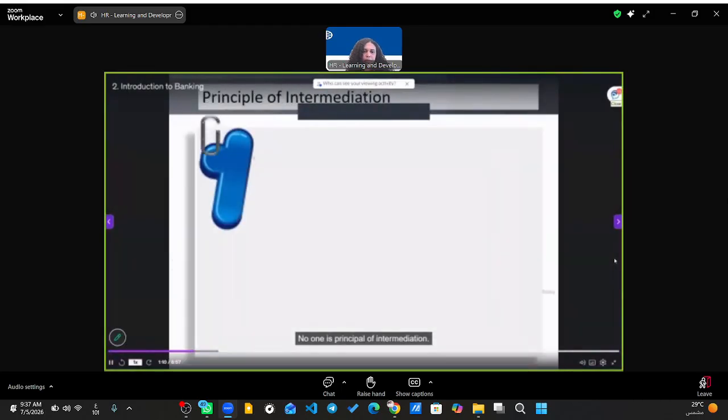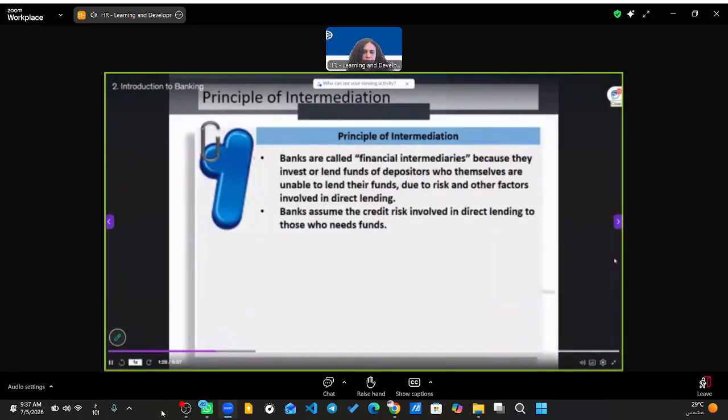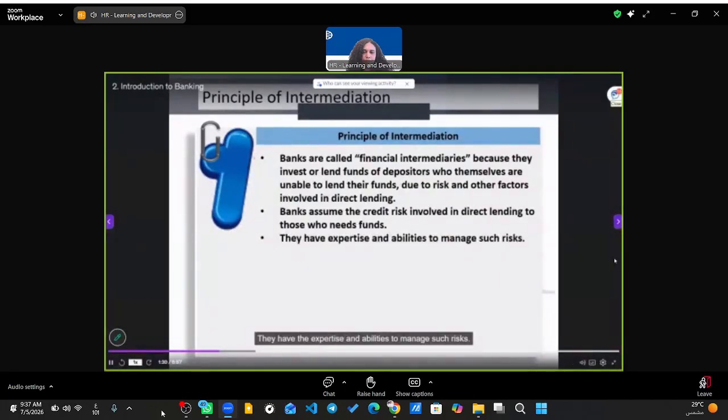Number 1 is principle of intermediation. Banks are called financial intermediaries because they invest or lend funds of depositors who themselves are unable to lend their funds due to risk and other factors involved in direct lending. Banks assume the credit risk involved in direct lending to those who need funds. They have the expertise and abilities to manage such risks.